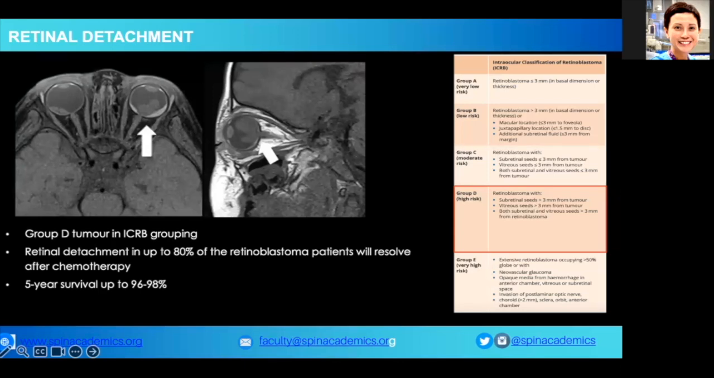Retinal detachment corresponds to group D tumor in ICRB grouping. Retinal detachment in up to 80% of RB patients will resolve after chemotherapy, and 5-year survival can be up to 96 to 98%. This is a 23-month-old boy having retinoblastoma in both eyes. In the left eye, there is T1-weighted hypointense retinoblastoma with adjacent V-shaped T1 hyperintense subretinal tissue converging to the optic disc, as shown by the white arrow, which is a signature for retinal detachment.